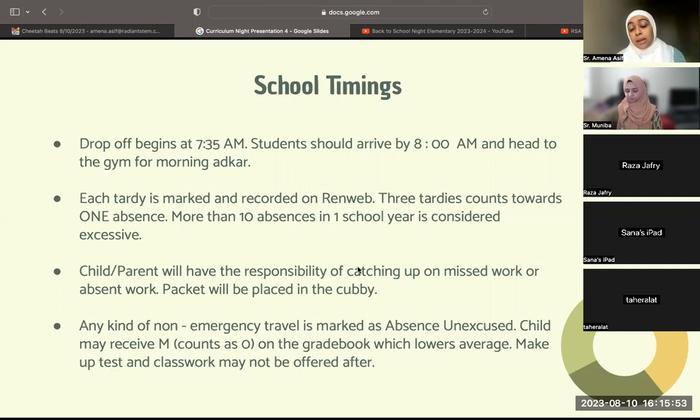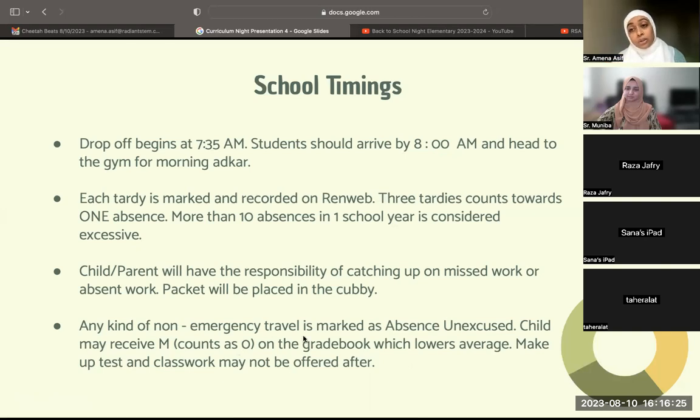Children and parents will have the extra burden and responsibility of catching up on missed work. We may be able to give you a packet if copies were made, but if they were hands-on projects or something that didn't need a printed worksheet, I'm sorry, I may not be able to give that to you. Which means that in the grade book, for that particular assignment, your child receives an M, a red letter M, which stands for zero, and it lowers the average for the term.